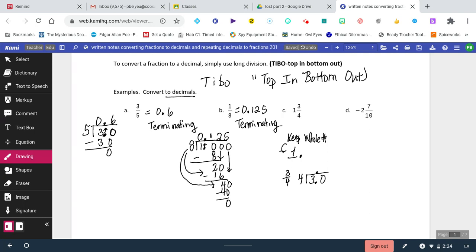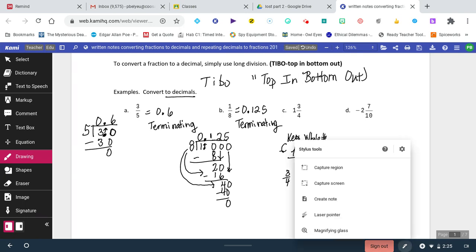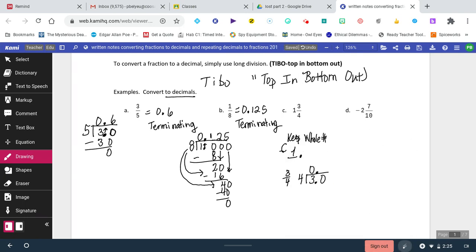We'll just go through. 4 goes into 3, won't go. No groups of 4 out of 3. Can we get any groups of 4 out of 30? Yes, 7. If you need a multiplication chart, then I guess I can attach one to Google Classroom, because I know some of you are not good with your multiplication facts. 30 minus 28 is 2. Or you could just Google one multiplication chart, okay?